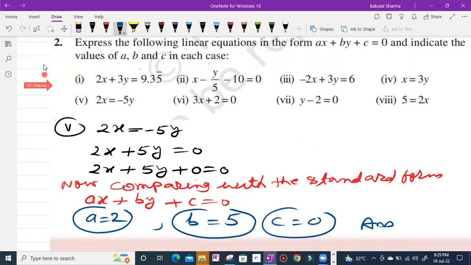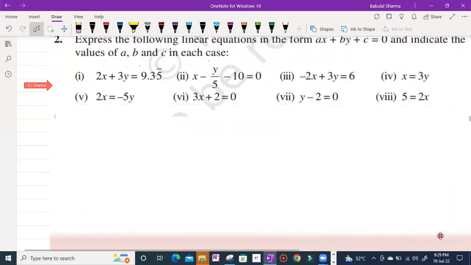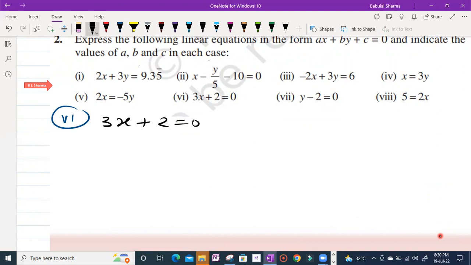And next part here. Next part is part 6. Sixth part is 3x plus 2 is equal to 0, this is sixth part. Student, यहाँ पे y coefficient नहीं है, y is not there, so we can write here 3x plus 0 into y plus 2 is equal to 0. क्योंकि जब 0 किसी भी नंबर से मल्टीप्लाई होता है, then it becomes 0. 0 into y is equal to 0.